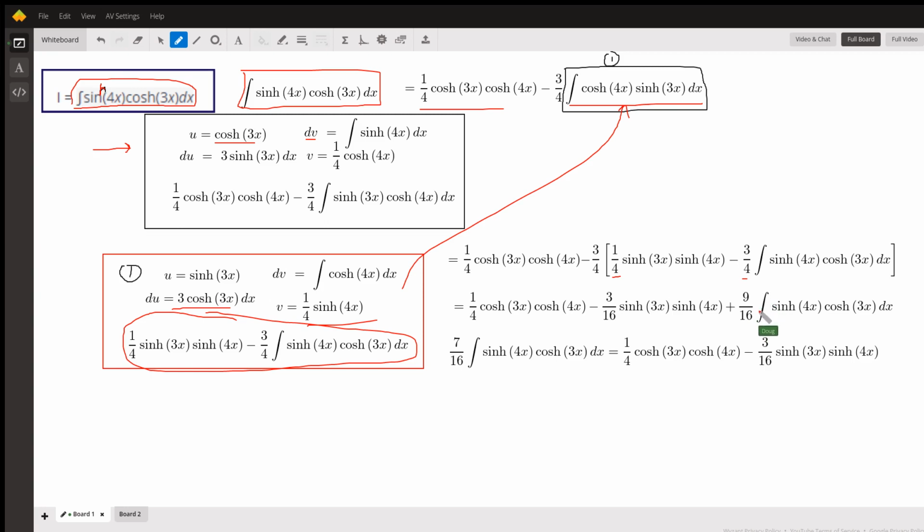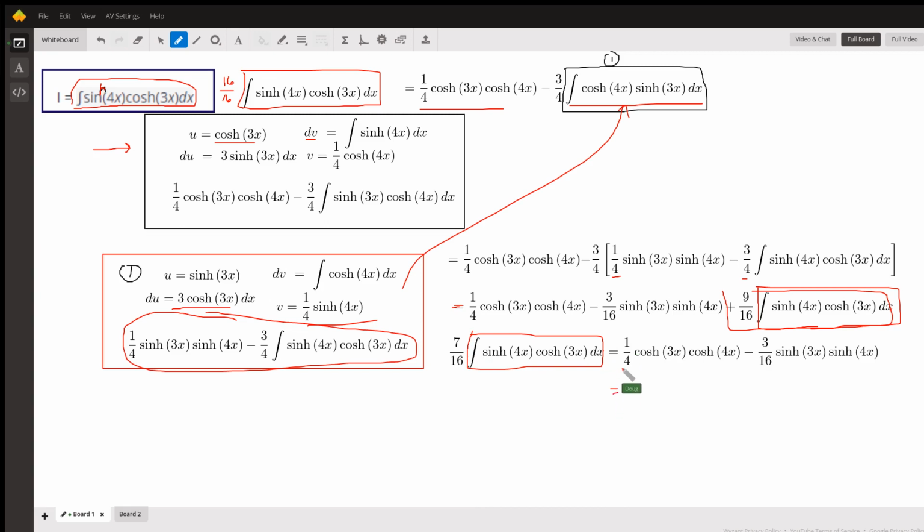And now here's the key. This integral right here is exactly the same as what we started with. So we can move this term to the left side of this equal sign, and I'll have 16/16 of this integral minus 9/16, which leaves us 7/16 of this integral on the left side, and all this mess on the right side. And so now if I multiply both sides by 16/7, I will have the antiderivative for this thing right here.